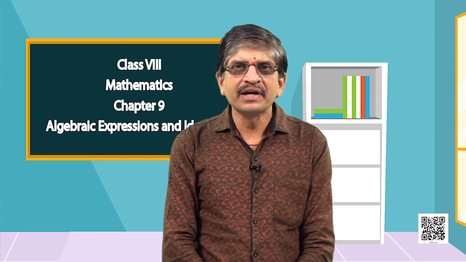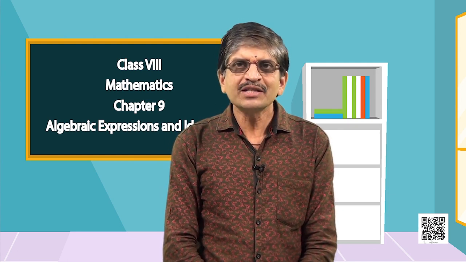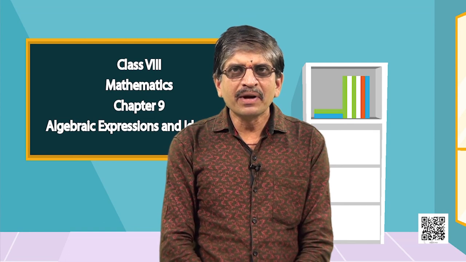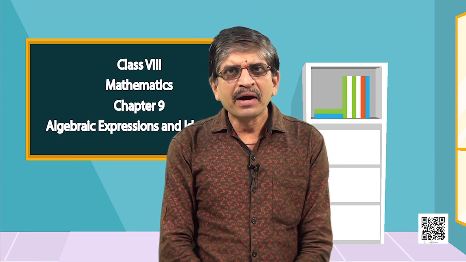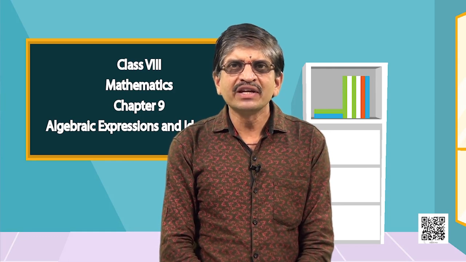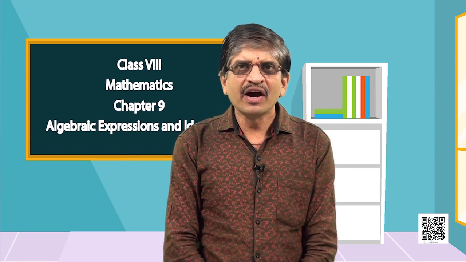Multiplying a binomial by a trinomial. In this multiplication, we multiply each of the 3 terms of the trinomial by each of the 2 terms of the binomial. We shall get in all 3 into 2 is equal to 6 terms. We may reduce to 5 or less terms if the term by term multiplication results in like terms. Let us consider this problem.